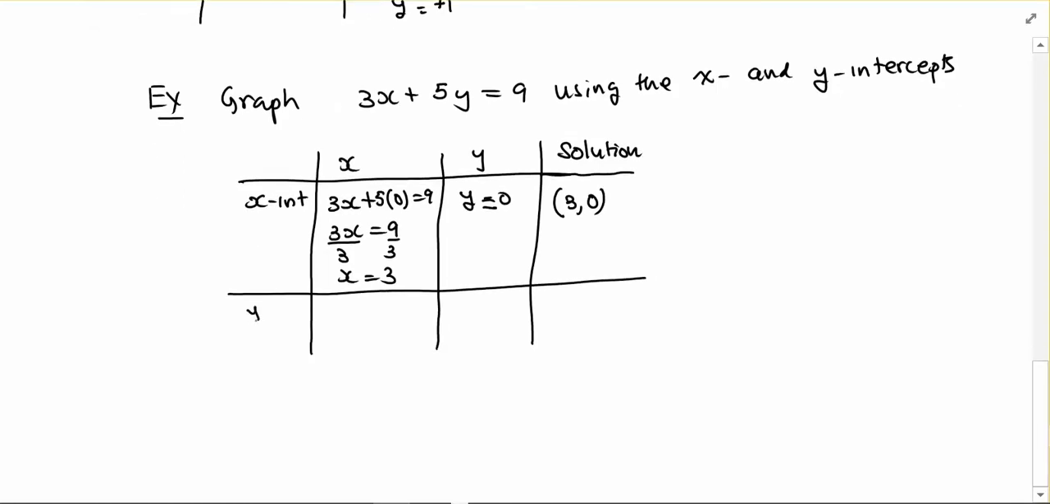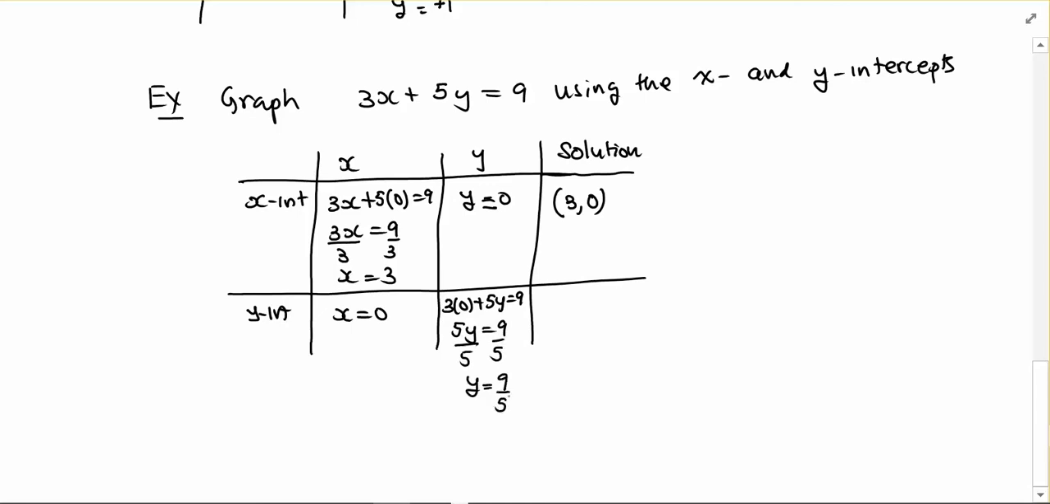So the y-intercept. This time I know x is equal to 0. So 3 times 0 plus 5y equals 9. So 5y is equal to 9. Divide both sides by 5. I get y equals 9/5.